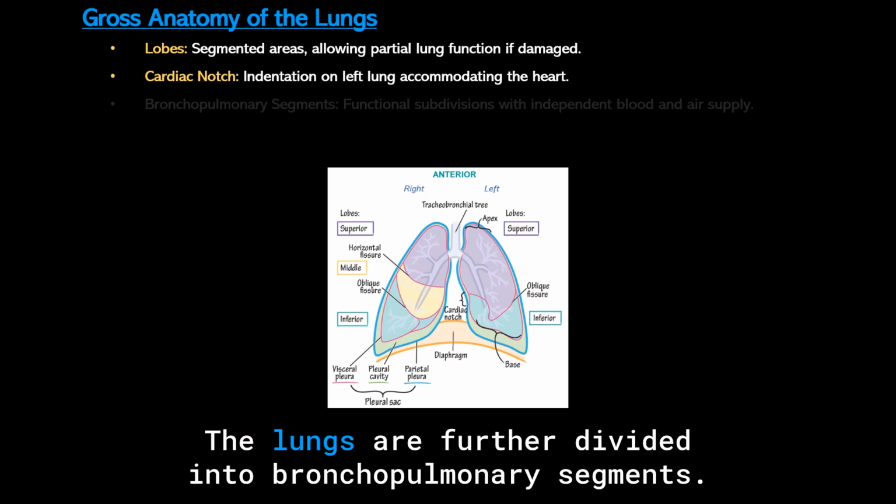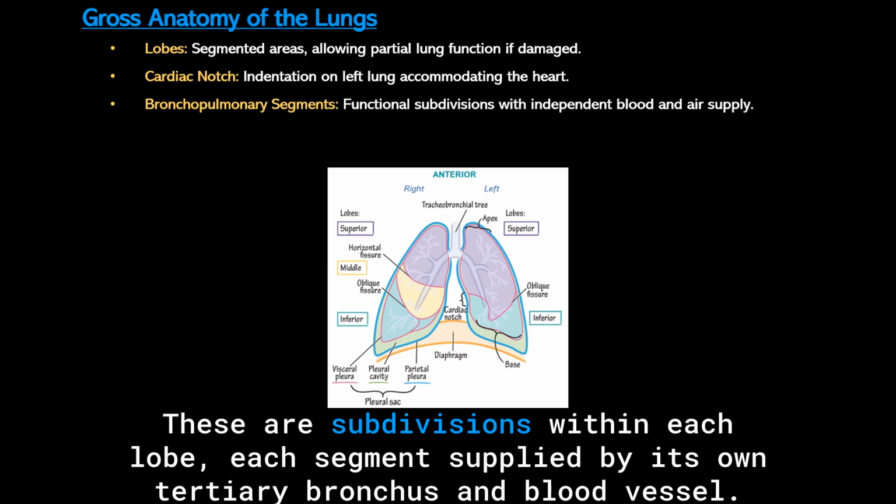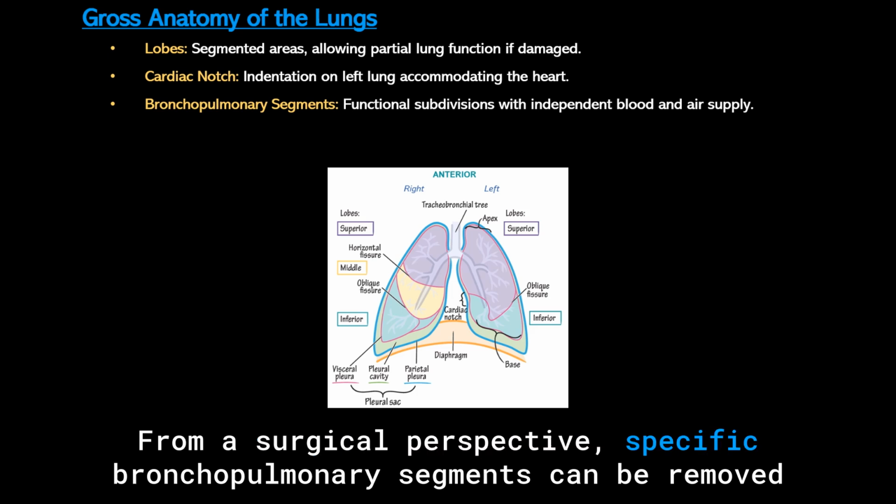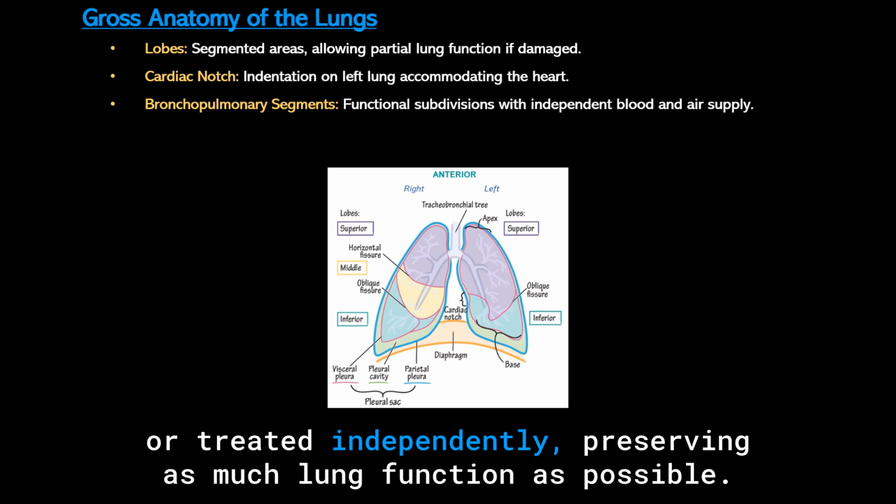The lungs are further divided into bronchopulmonary segments. These are subdivisions within each lobe, each segment supplied by its own tertiary bronchus and blood vessel. This segmentation allows for greater control of ventilation and blood flow within the lungs. From a surgical perspective, specific bronchopulmonary segments can be removed or treated independently, preserving as much lung function as possible.